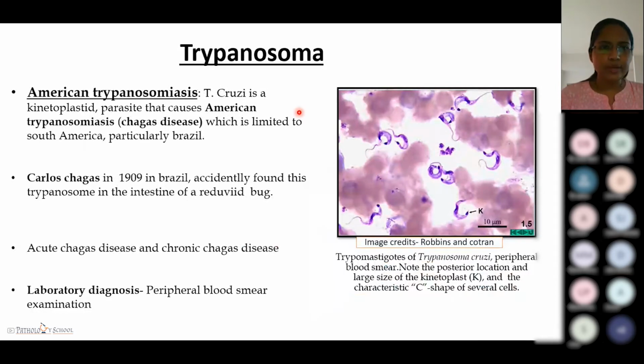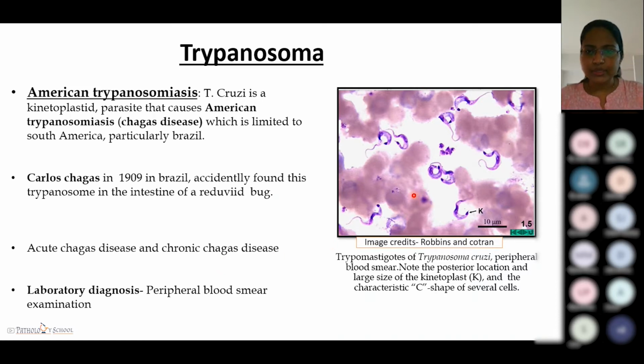So next is trypanosoma. There are two types: American trypanosomiasis and African trypanosomiasis. American trypanosomiasis is caused by Trypanosoma cruzi, and it is also called Chagas disease, which is limited to South America, particularly Brazil. Carlos Chagas in 1909 in Brazil accidentally found this trypanosome in the intestine of the reduviid bug, which is the vector of this disease. It manifests as acute Chagas disease and chronic Chagas disease, and laboratory diagnosis is done by peripheral blood smear examination.